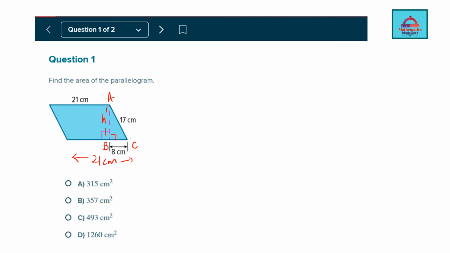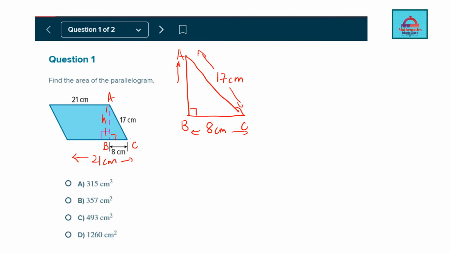ABC is a right angle triangle. I'll just draw it one more time here for you. You're only given 17 centimeter as your hypotenuse. You don't know the measure of the other sides. So if it is a right angle triangle, and you are given two sides, this is 8, this is 17, you can find the third side, which is the height here, by using Pythagoras theorem. So hypotenuse square is equal to opposite square plus adjacent square.